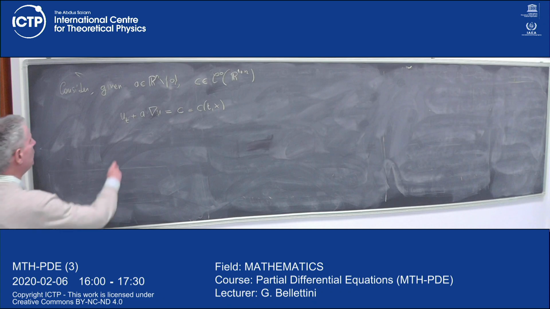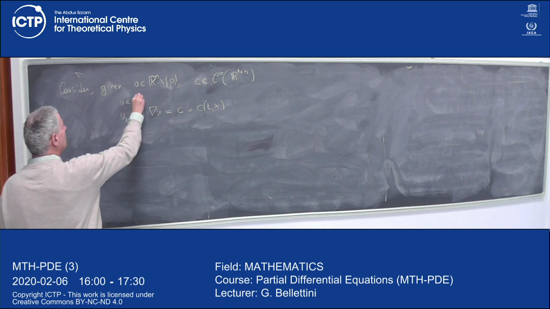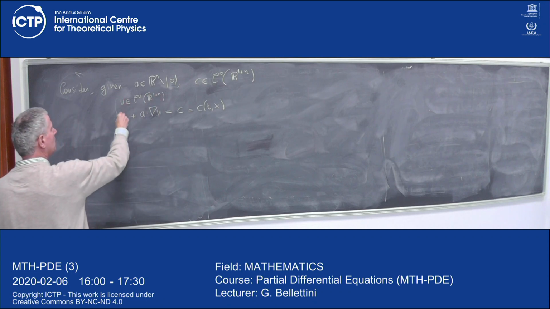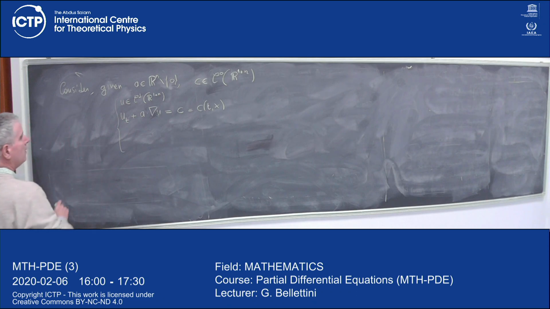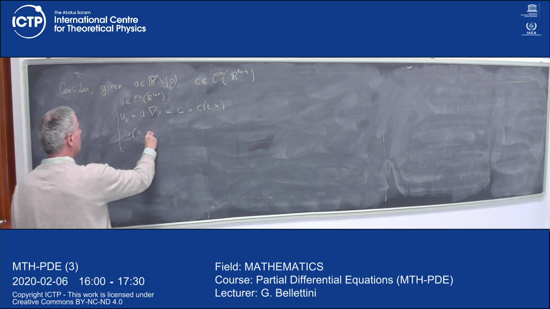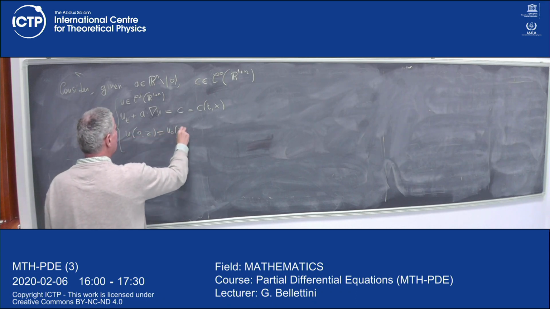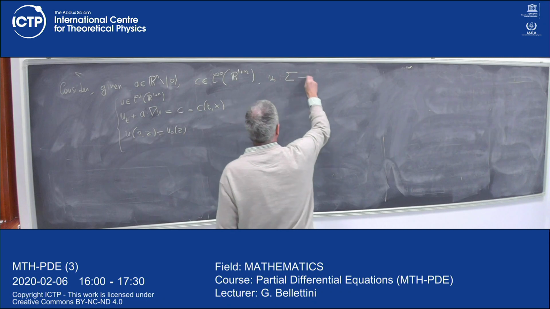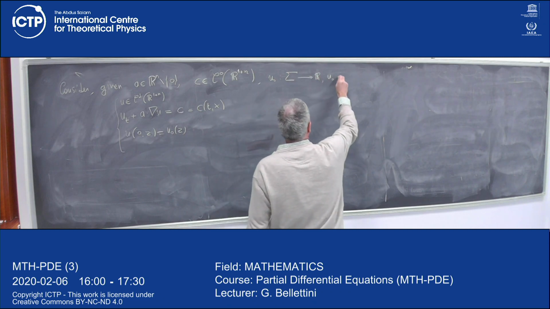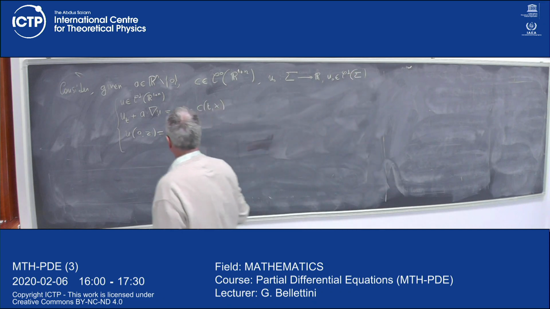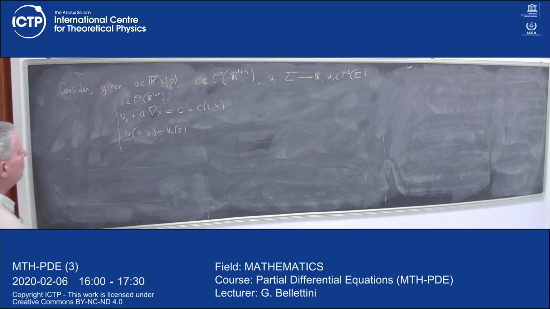So we look for a solution of this form, this problem, in C1, and let me give an initial condition: u of zero, z equal u zero. So suppose that also u zero is given, C1. So we want to solve.